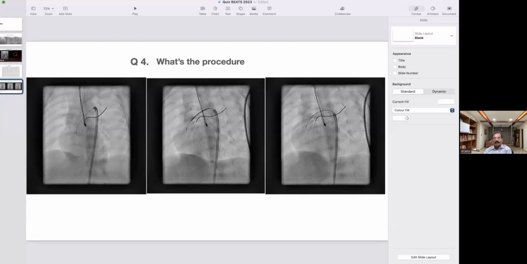Naveen? Naveen? Yes, doctor. Yes, doctor. So you correct the answers.